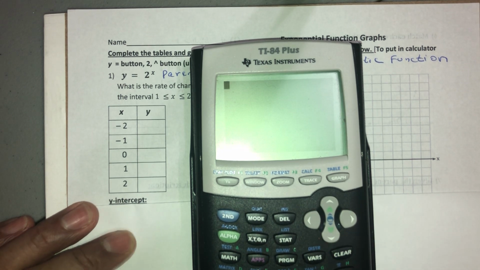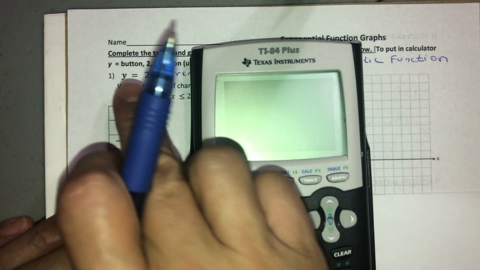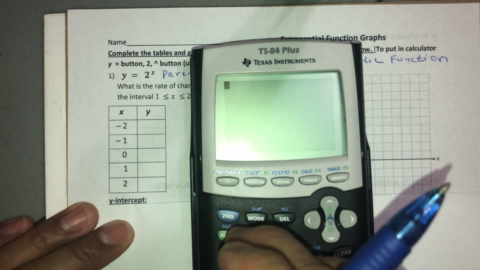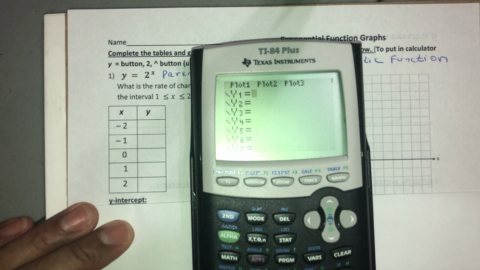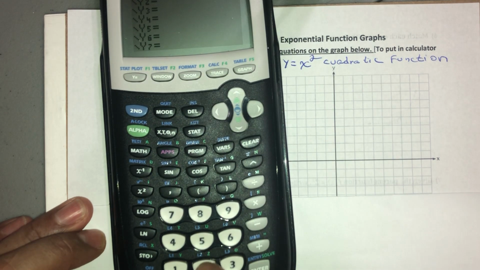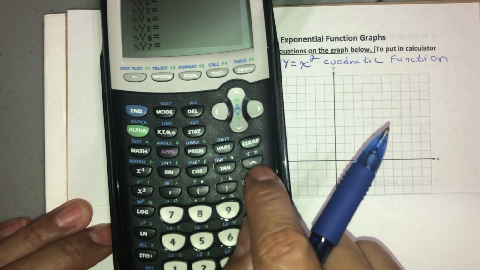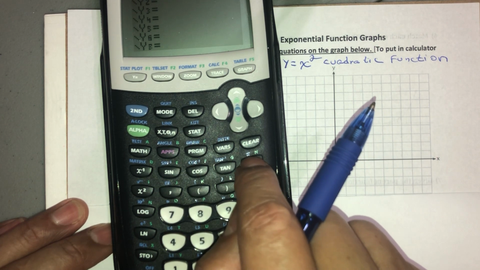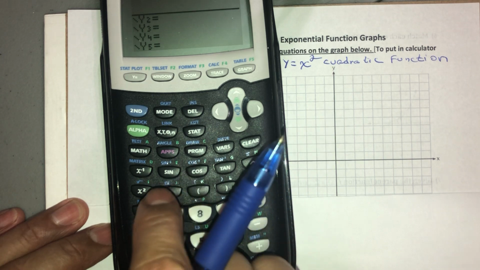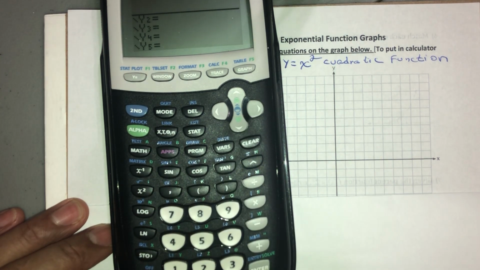So mine is already clean. What I'm going to do is graph the parent function, which is y equals 2 to the x. So I'm going to go to my y equals, and here the base is going to be the number 2, and to put the exponent, you go to the up arrow button, this one, and you type the variable x.